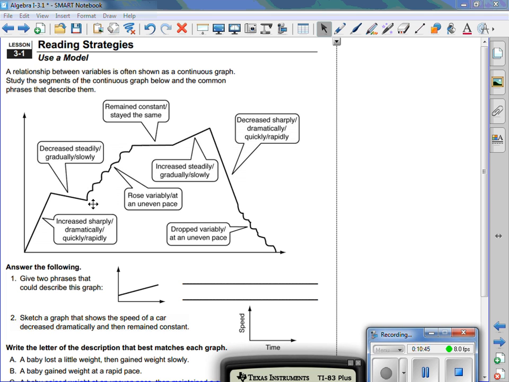They don't have to be all these sorts of bumps. But the bumps look like this. It could be any of these words. A flat line means remain constant, stayed the same. Just a slight slant means gradually or slowly, steadily. A sharp slant means sharply, dramatically, quickly, rapidly. And these bumps mean an uneven pace.